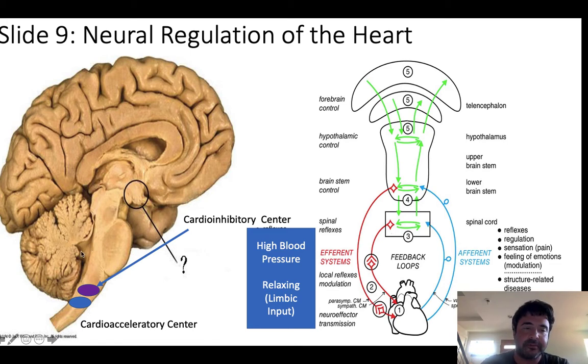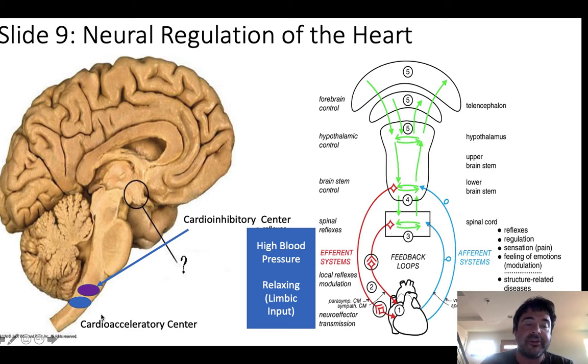So within your brainstem, here's your brain. This is your brainstem. There's a structure right after the spinal cord passes through the foramen magnum, that hole in your occipital bone, goes into your cranium. The spinal cord becomes the brainstem. The first segment of the brainstem is called the medulla oblongata. Where you find cardiac regulation centers or cardiac regulatory nuclei in the brainstem is within the medulla oblongata.